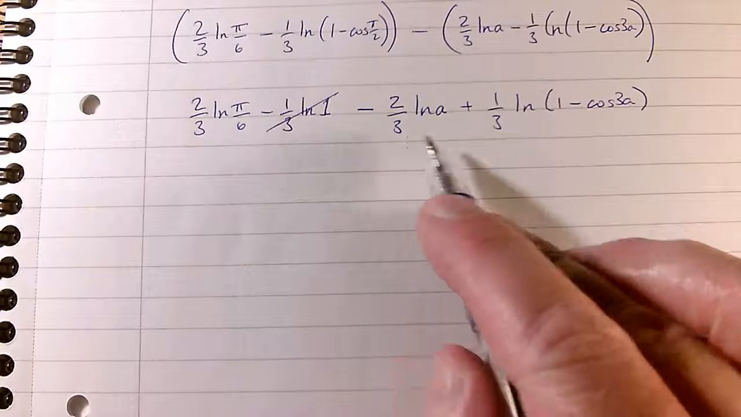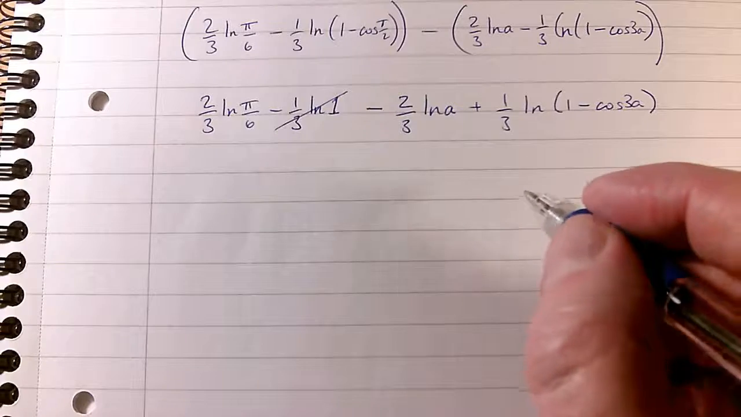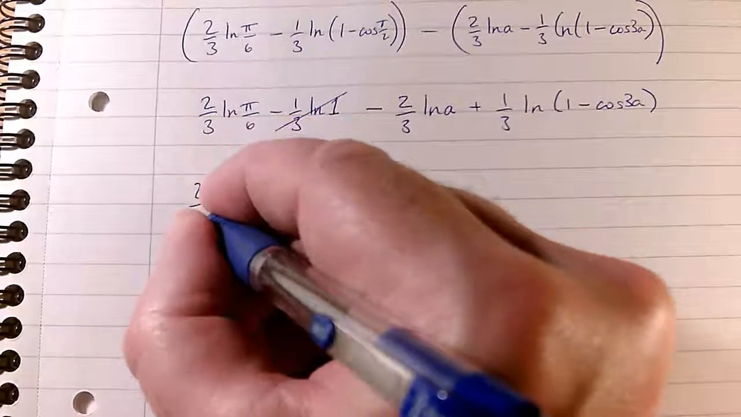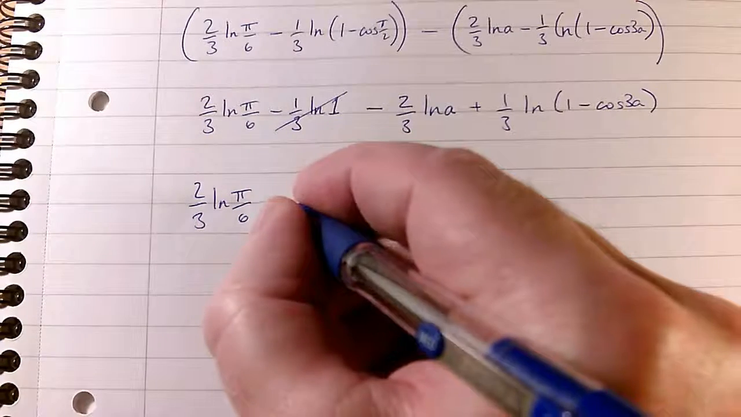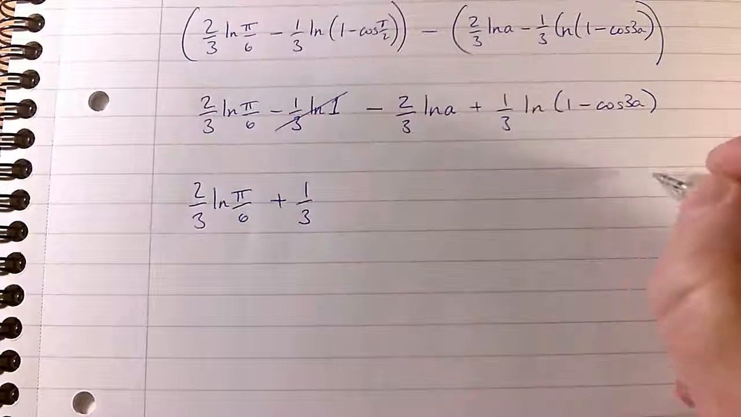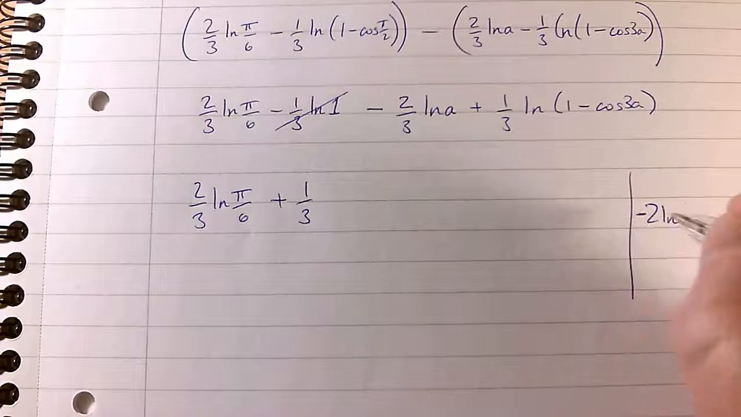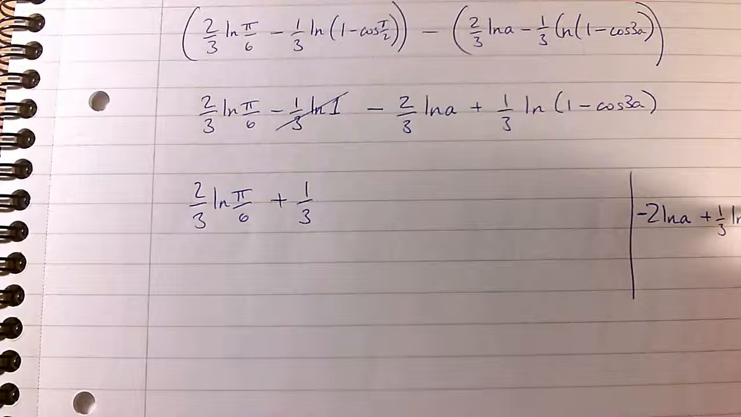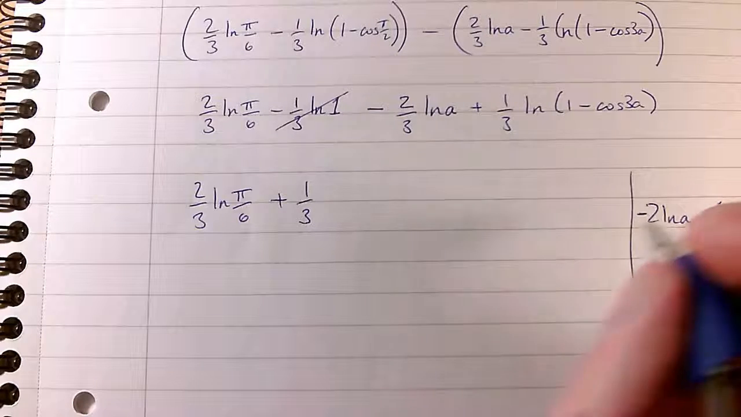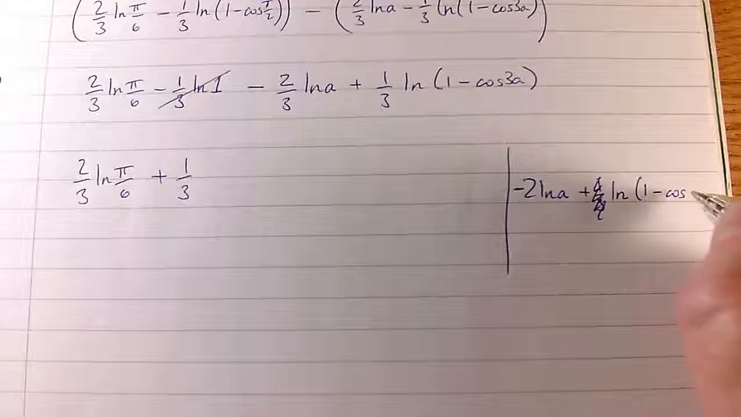Okay, well, I've got a minus 2/3 and a third, which are a bit annoying. Well, the third I can just take out as a factor. So I'm going to say this is 2/3 log of pi by 6, okay, and then I'm going to have plus 1/3 of some stuff. So what's that stuff going to be? It's going to be minus 2 log a, and then it's going to be plus, not plus 1/3, plus 1, because I've taken out the third, haven't I? Plus 1 times log of 1 minus cos of 3a.